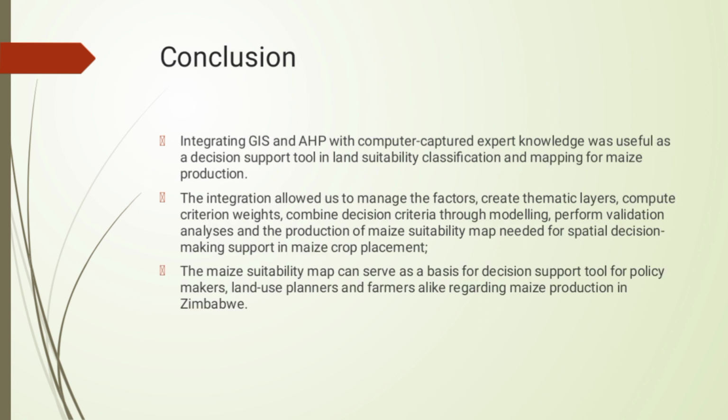The conclusion. Integrating GIS and AHP with computer-captured expert knowledge was useful as a decision support tool in land suitability classification and mapping for maize production. The integration allowed us to manage the factors, create thematic layers, compute criterion weights, combine decision criteria through modeling, perform validation analysis, and produce the maize suitability map needed for spatial decision making support in maize crop placement.